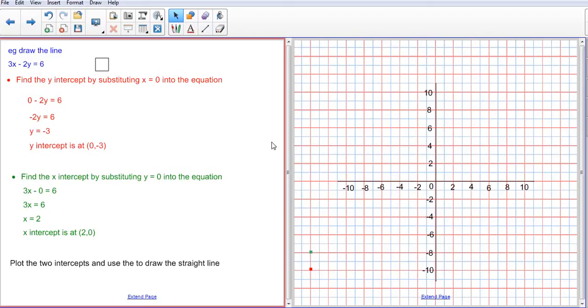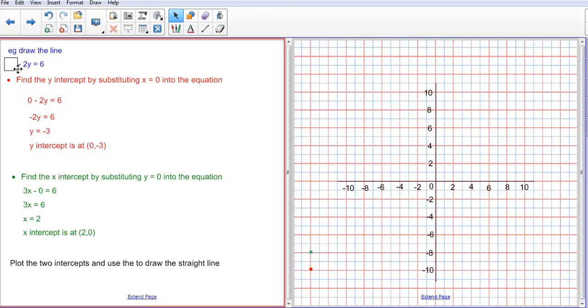So if we substitute x equals 0 into 3x take away 2y equals 6, we get 0 take away 2y equals 6, or negative 2y equals 6, or y is equal to negative 3. That gives us a y-intercept of (0, negative 3). What in fact we're doing, and you can do this, is just cover up the 3x, and what you're left with is negative 2y equals 6.